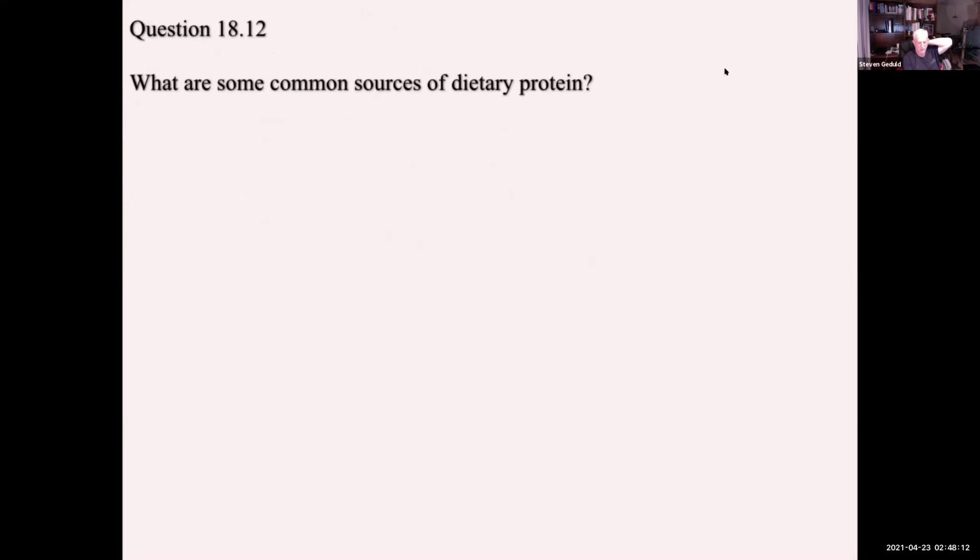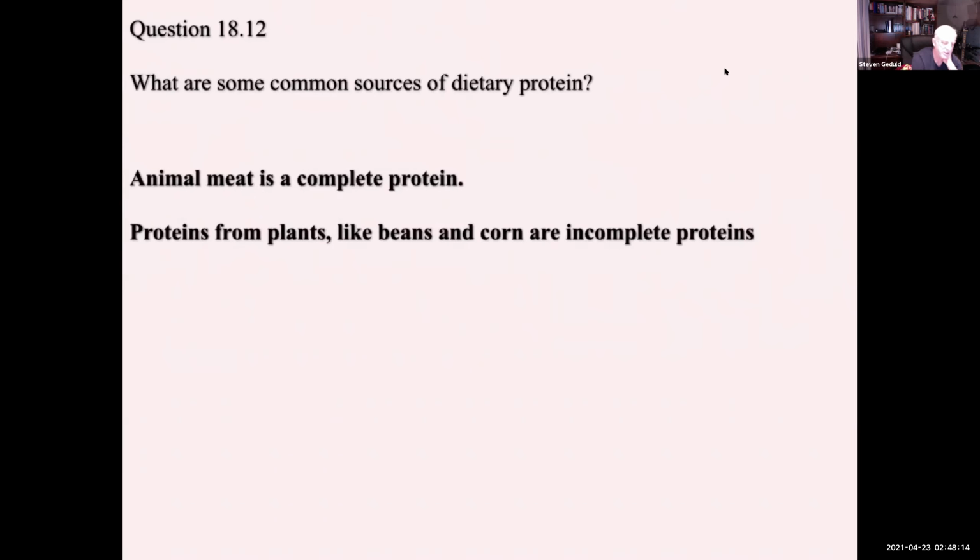What are the common sources of dietary protein? Animal meat is a complete protein. Proteins from plants, beans, and corn are incomplete proteins.